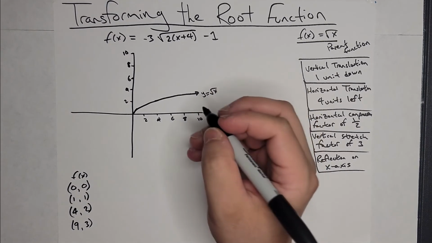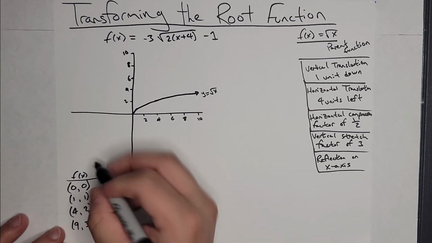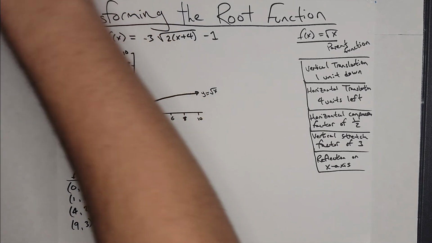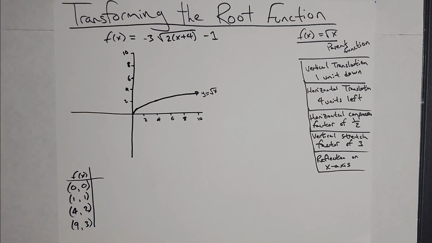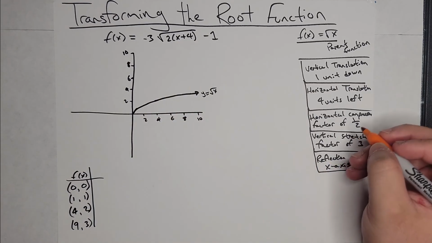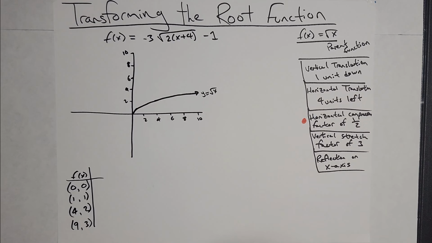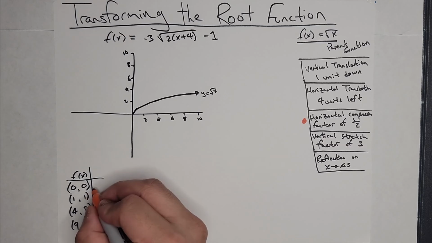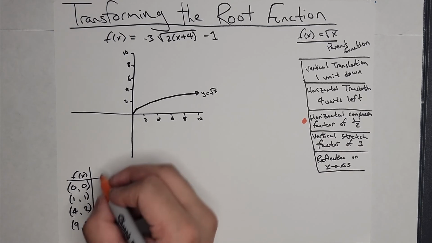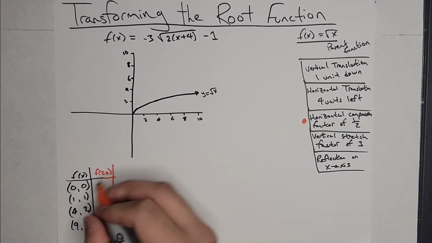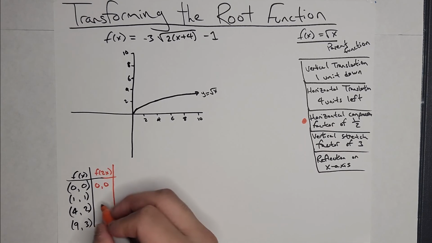And then we're going to start doing our transformations to it. So let's do this 2 first, right here. This 2 is going to be a horizontal compression. So what happens when we start writing the 2 out? F of 2x. At 0, we still have 0.